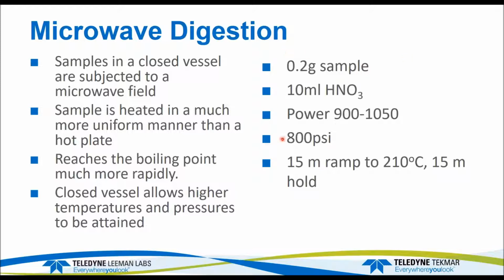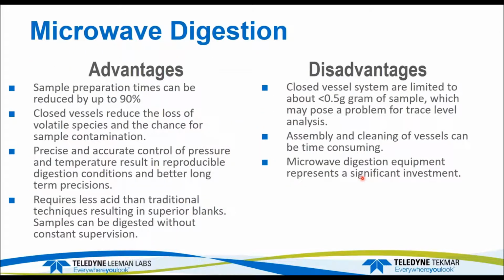Again, on the right-hand side is a basic program for it. So a relatively small amount of sample, 0.2 grams, add some nitric acid, power up to 800 psi, and then a ramp up to a temperature, and then a hold. So that's for one particular type of organic sample. Depending on the samples, the exact parameters used may change. Advantages of microwave: it's much faster. It can be up to 90% faster than other techniques.